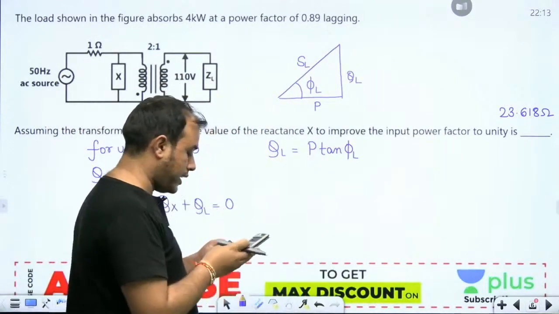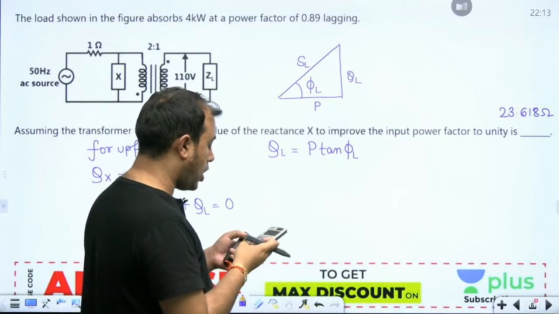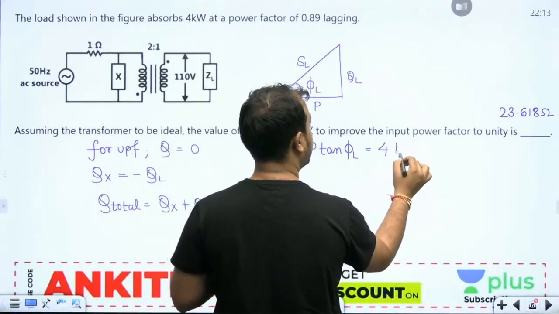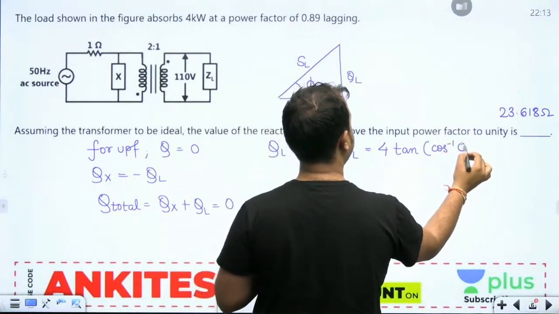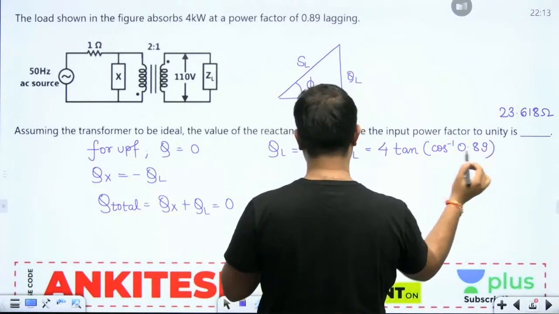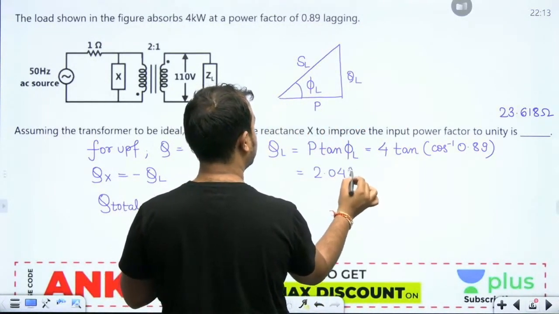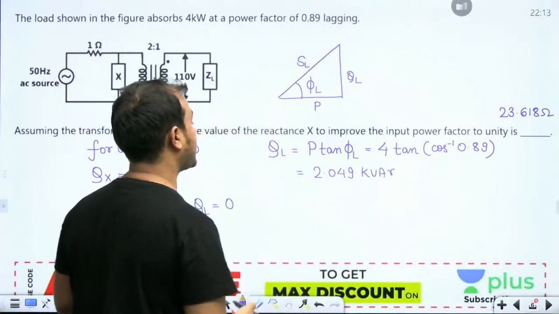Now I have my calculator. I'll plug in the values. Phi is cos inverse 0.89, so 4 tan cos inverse 0.89. How much will it come out to be? 2.049 kVAR. That is the reactive power.